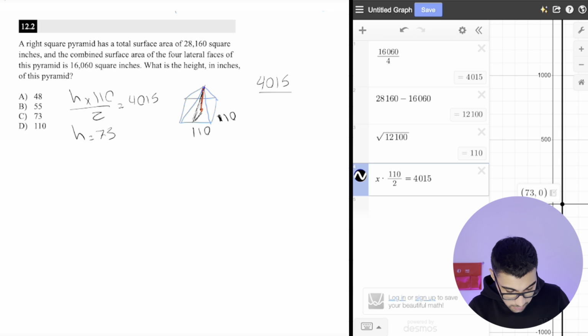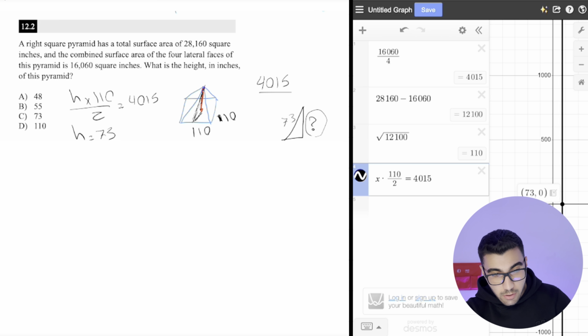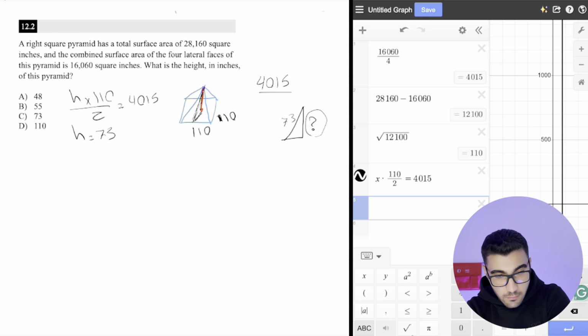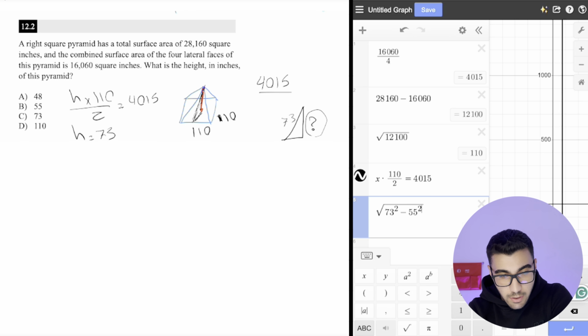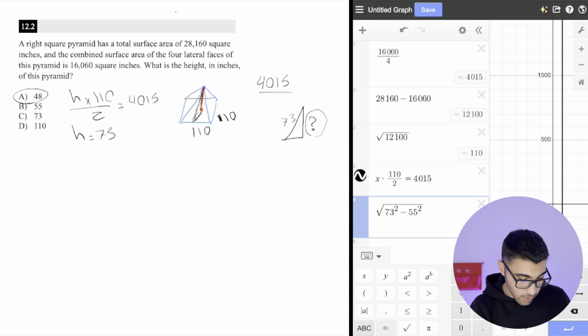Now, in this triangle, which has the height of the pyramid, half of the length of the base, and height of the triangle, looks like this. Here is what we're looking for, the height of the pyramid. Here is half of the 110, which is 55, and here is 73. We want to find this. It's easy. I'm going to take the square root of 73 squared minus 55 squared. This gives me 48. So the height of the pyramid is 48, which is choice A for this question.